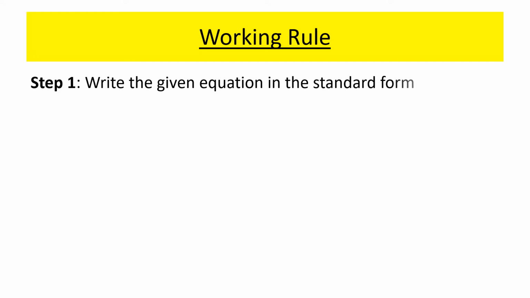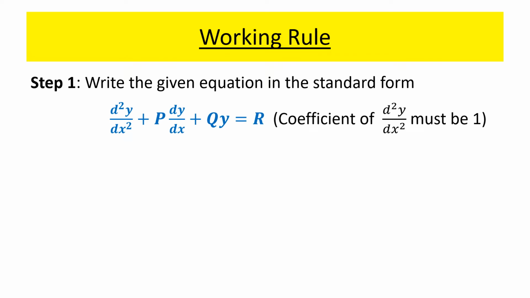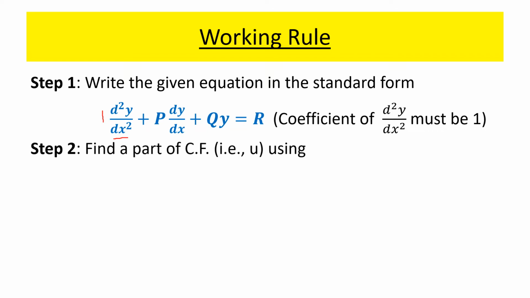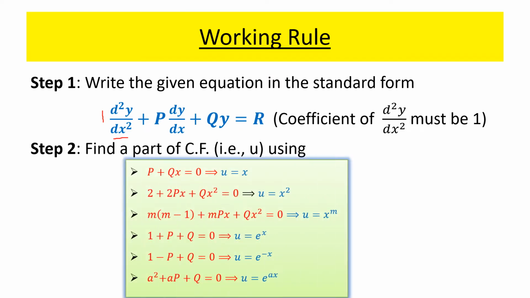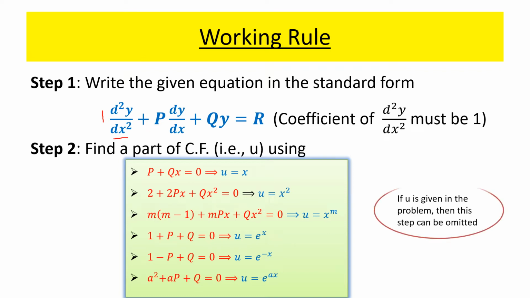Now, how to work the problems related to second order LDE. The first step is write the given equation in the standard form, that is d square y by dx square plus p into dy by dx plus qy is equal to r. And the standard form means the coefficient of d square y by dx square should always be equal to 1. And step 2, find a part of the complementary function, that is u, using this table. So in the problem, if they give the value of u, then this step can be omitted.